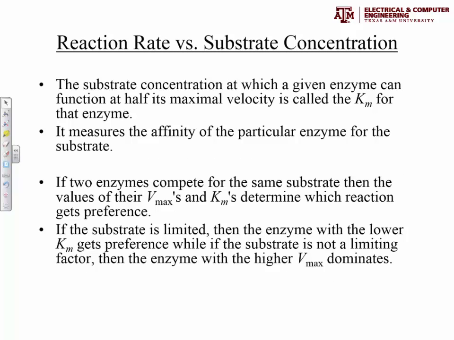So as I said, the substrate concentration at which a given enzyme can function at half its maximal velocity is called the Km for that enzyme, and it measures the affinity of the enzyme for the substrate. If two enzymes compete for the same substrate, then the values of their Vmaxes and Kms determine which reaction will get preference. If the substrate is limited, then the enzyme with a lower Km gets preference, while if the substrate is not a limiting factor, then the enzyme with the higher Vmax is going to dominate.